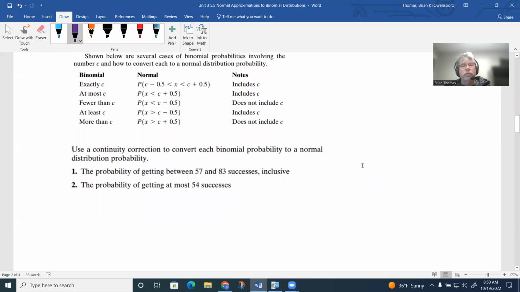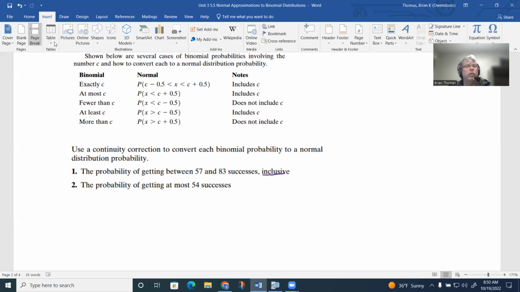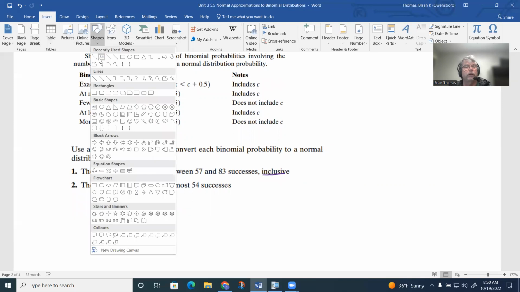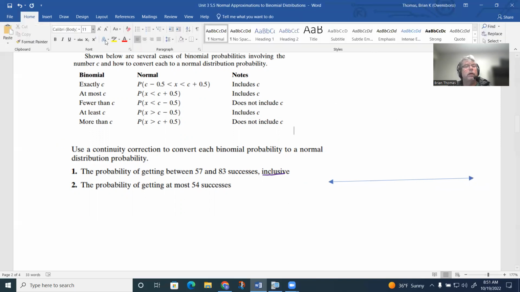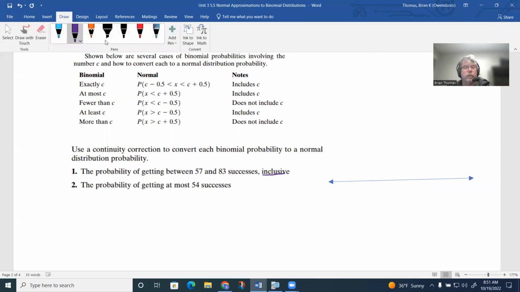So the probability of getting between 57 and 83 successes inclusive. So between, I don't really see that one up here in our examples. Again, if you want, you can make a number line as a guide to help you think it through. So right now, the 57 is over here, and the 83 is over here.